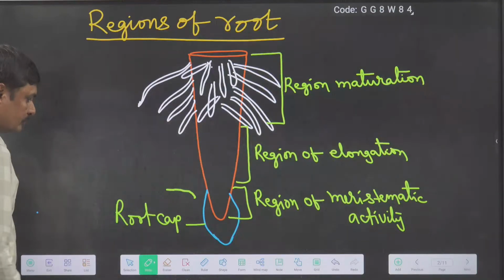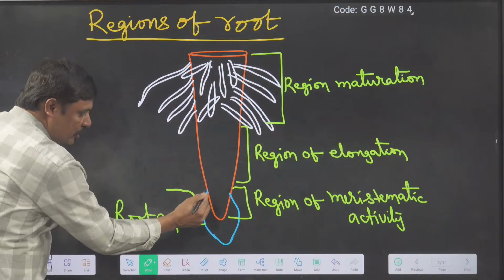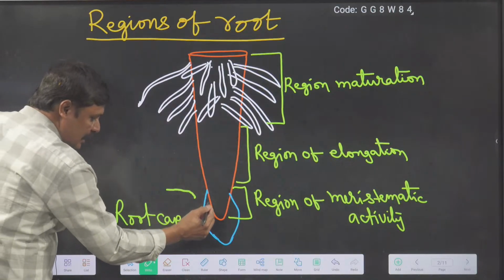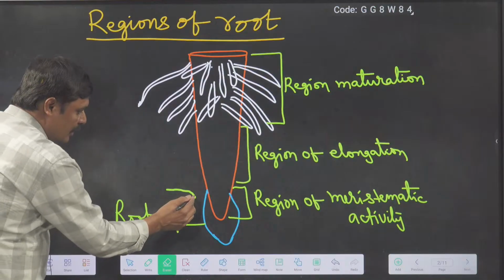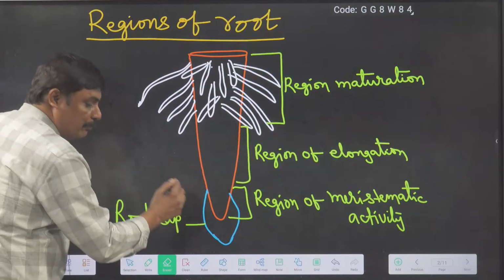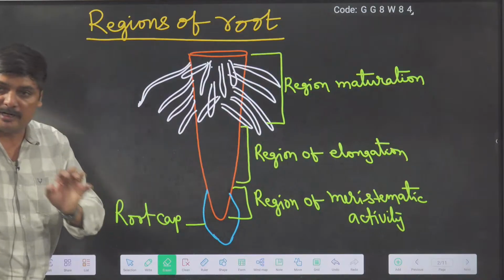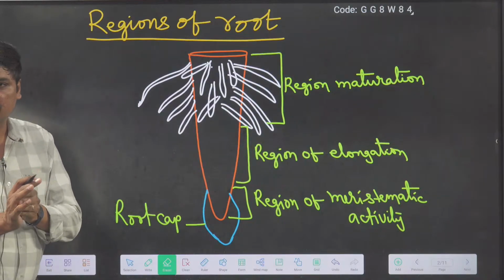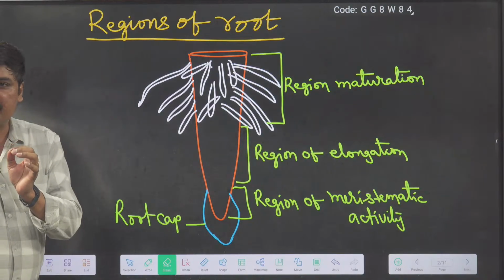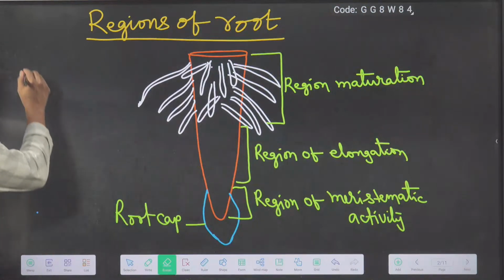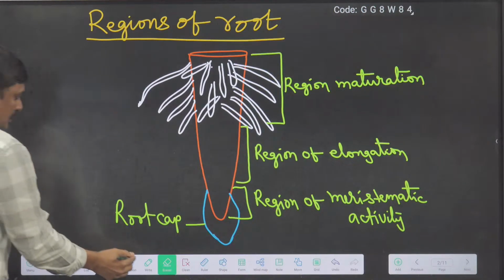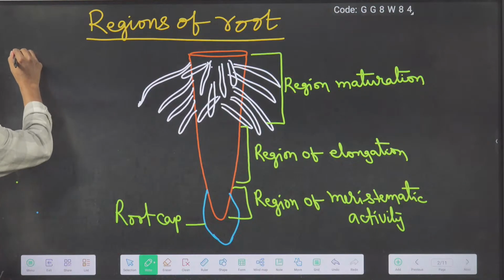See, the tip of the root is covered by root cap. The tip of the root is covered by root cap. This is thimble shaped. Root cap is thimble shaped.